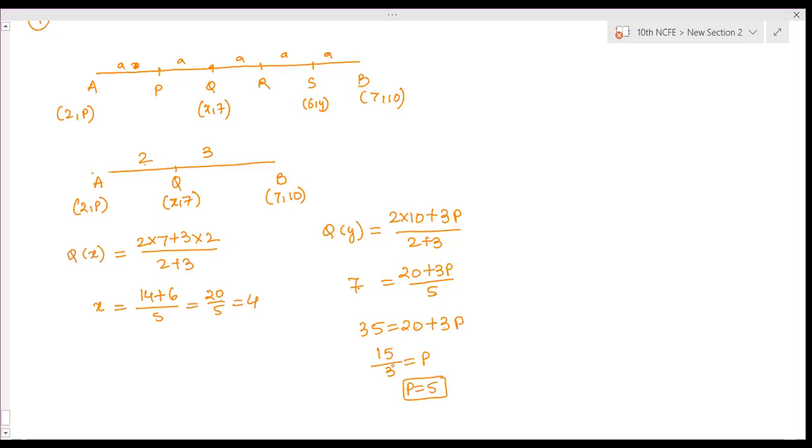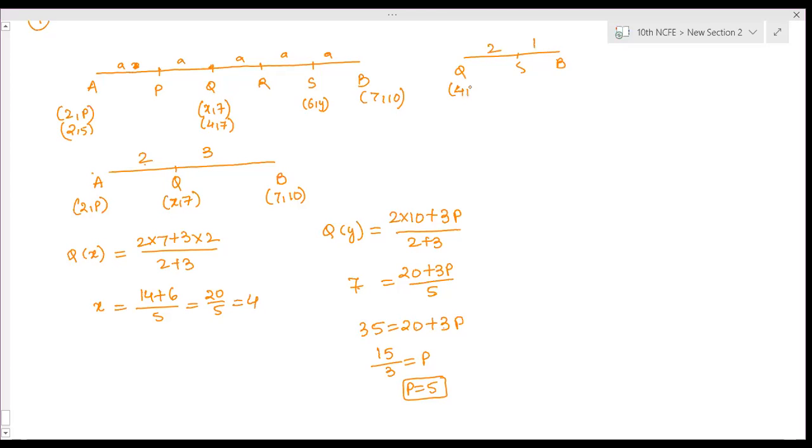Clear? Yes, ma'am. So you will get this is 2, 5 you got. Now X is 4, 7 you got. Now S divides QB in the ratio 2:1. So these are two parts and this is one part. So 2:1 ratio. Take Y coordinate of S. You use the formula, Q, S, B. It is 2:1 ratio.